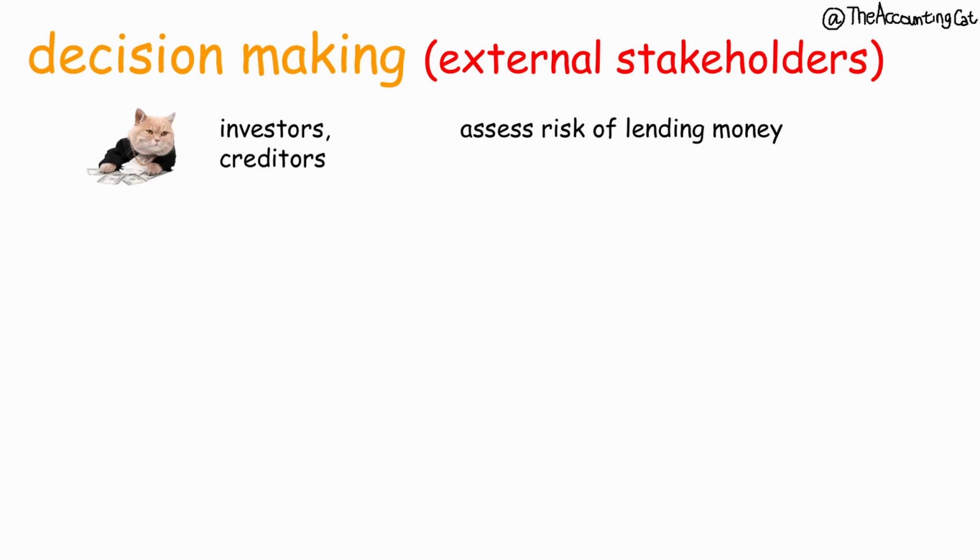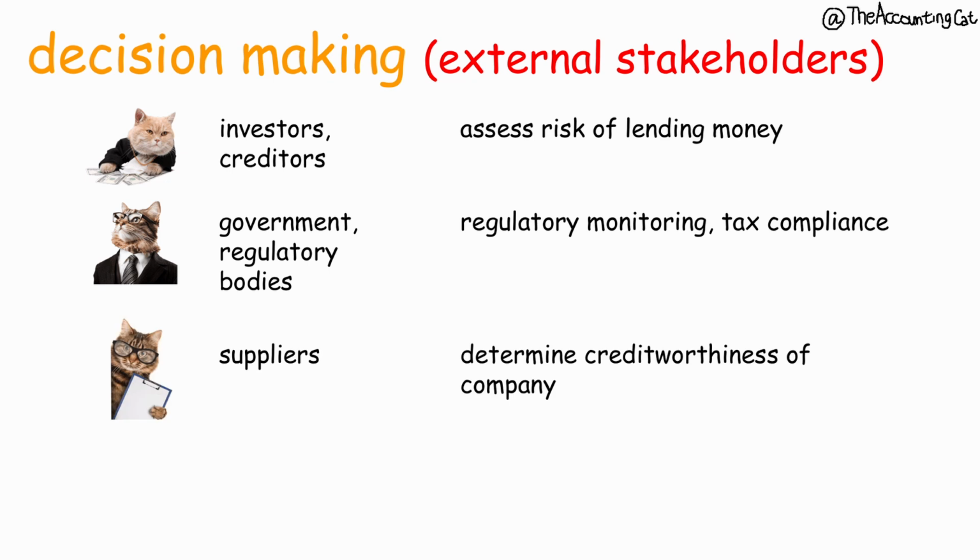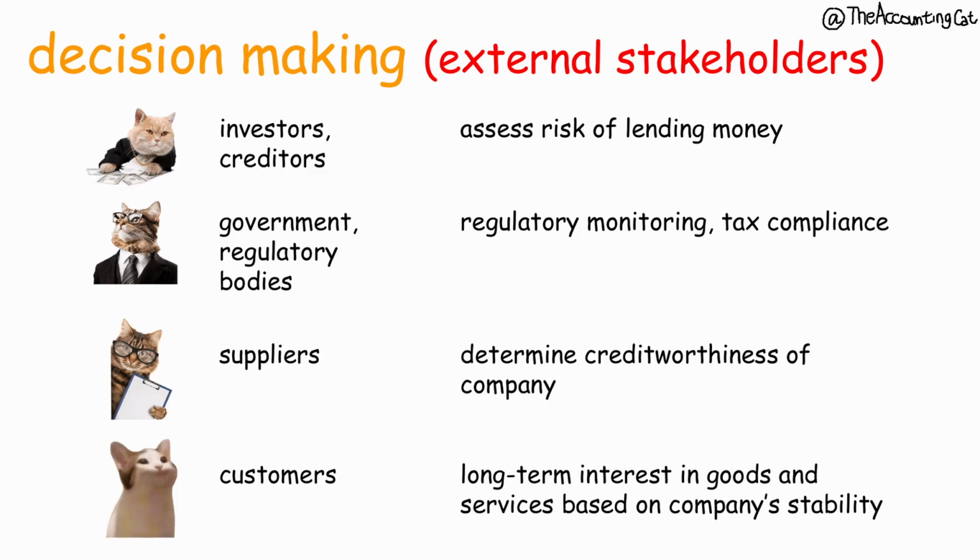On the other hand, for external stakeholders, investors and creditors assess the credit risk of the company. They ask, would the company pay their debt obligations on time? Government and regulatory bodies monitor the company's finances to ensure they do not commit fraud and operate legally. Suppliers determine the creditworthiness of the company. They want to know if the business is a good friend to deal with. Customers want to be sure that the business is stable for the long term, as it might impact their interest with their goods and services.